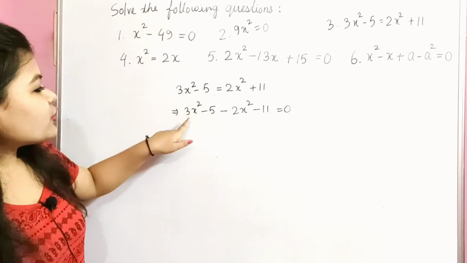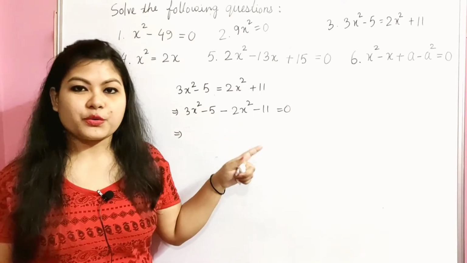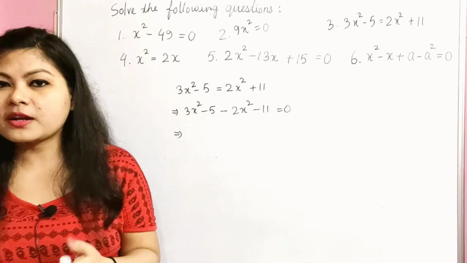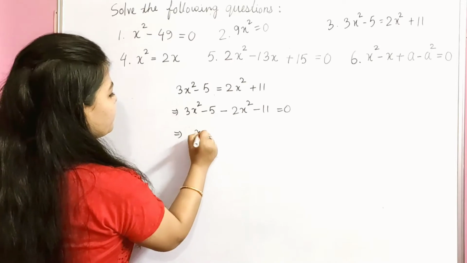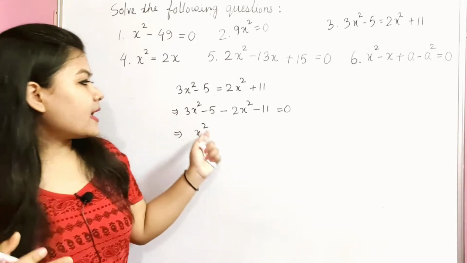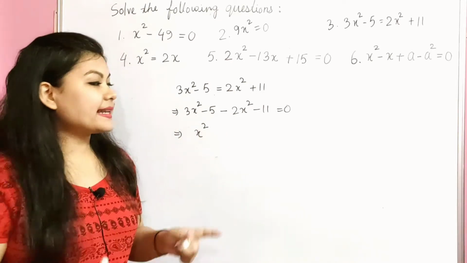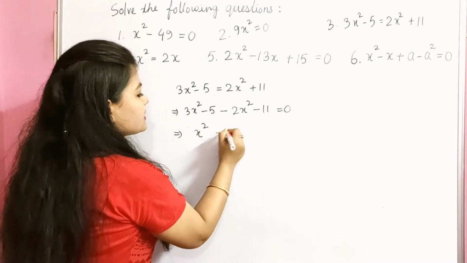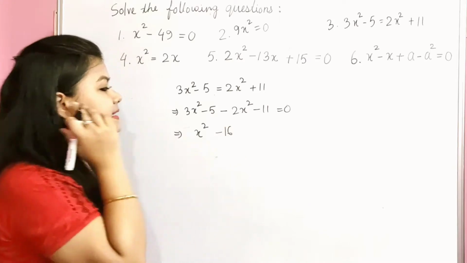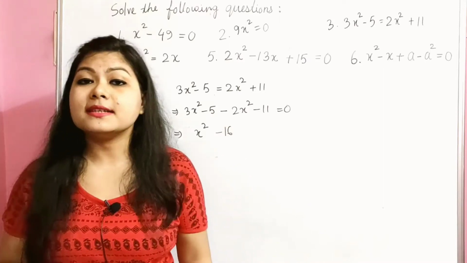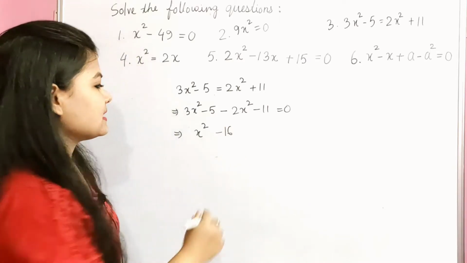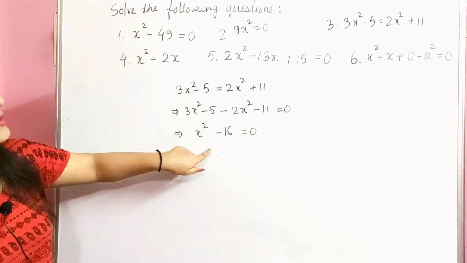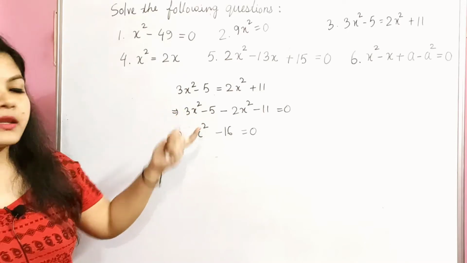Now see, 3x square minus 2x square, we can simplify these two values. So 3x square minus 2x square equal to x square. Then here remain minus 5 and minus 11. By adding these two values we get minus 16. So x square minus 16 equal to 0. This is similar to the first one.